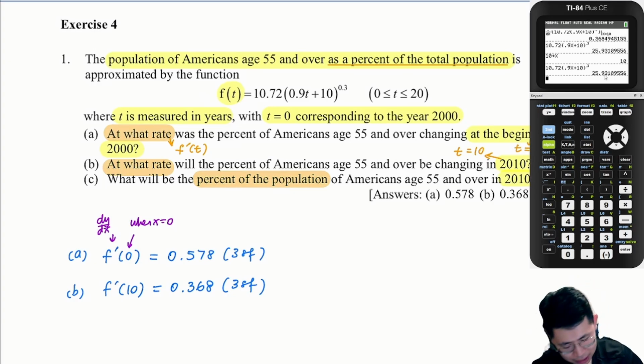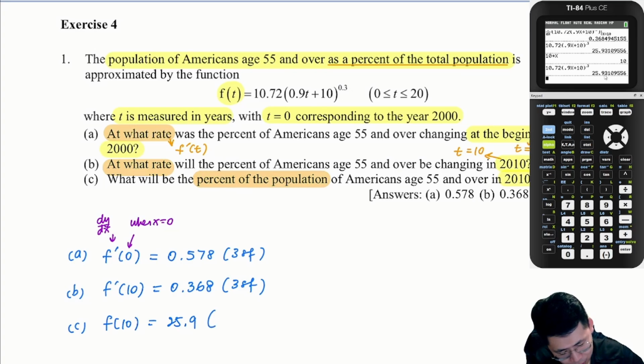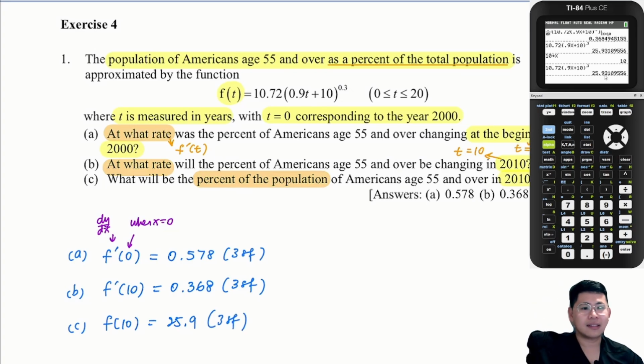Okay, so over here I'm going to write f of 10 equals 25.9 to 3 significant figures. So this one is mainly just calculator work, if they never ask for exact values, and if they never ask us to solve for maximum or minimum, and if they just ask us purely for the value of dy/dx for a certain value. Okay, so this is for exercise 4 question 1.